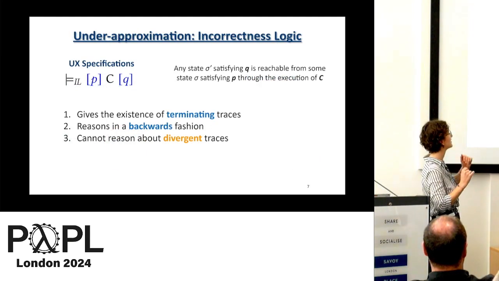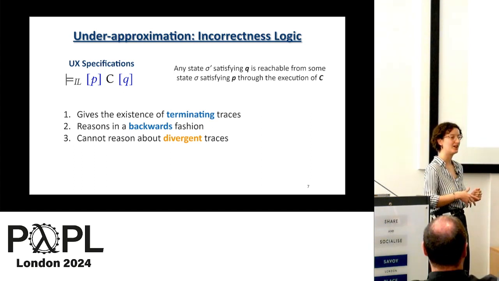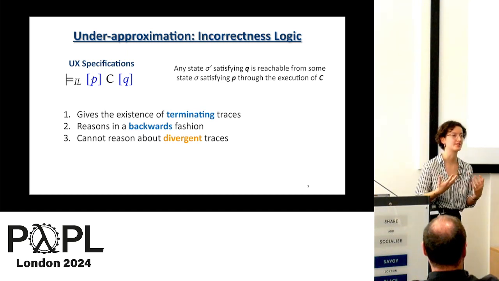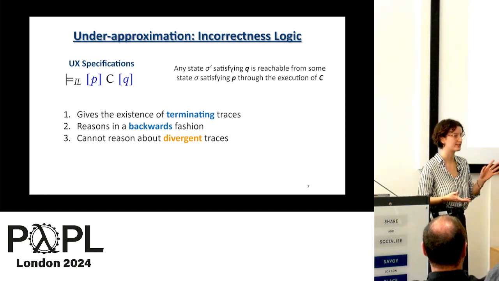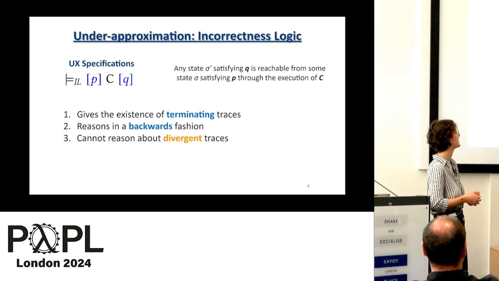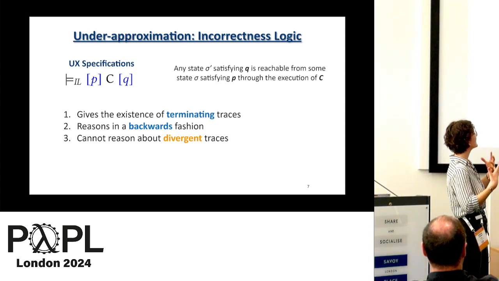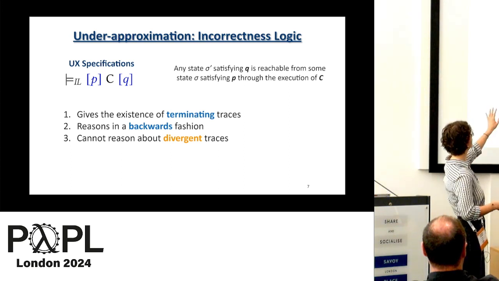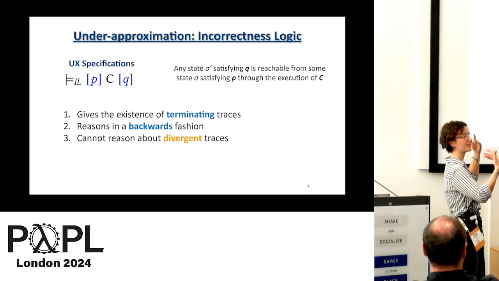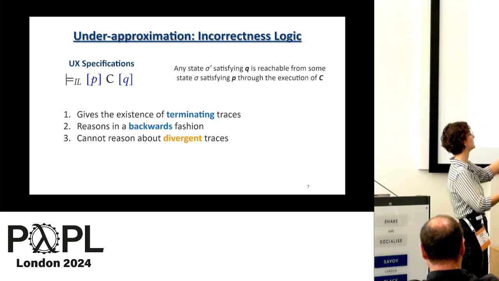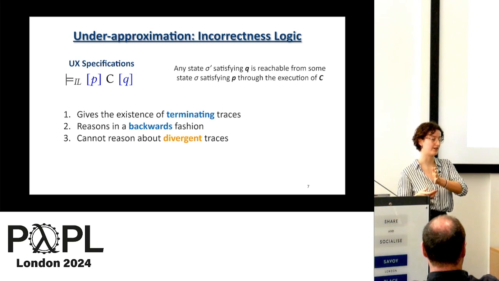But because incorrectness logic is dual to our normal logics in the same way that our approach is dual to total logics, it makes sense to look at incorrectness logic and see if we can get somewhere, and you are all familiar with the incorrectness triples, I assume. They give us the existence of terminating traces, and they reason in a sort of backwards fashion, and by that I mean you say, well, for every state in the postcondition, there exists a state in the precondition such that there is a trace through executing C that gets us from pre to post. So by backwards, I mean you first quantify over the post and then you quantify over the pre.